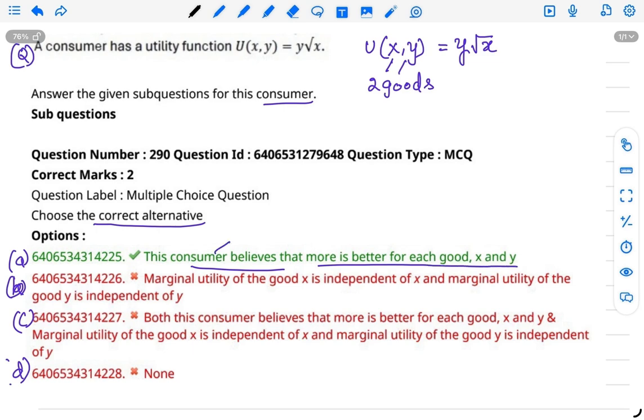When does the consumer believe that more is better? It means the consumer believes that the utility increases with the good x or y. That is, the utility of the good increases, whichever the good is, x or y, holding the other good constant.